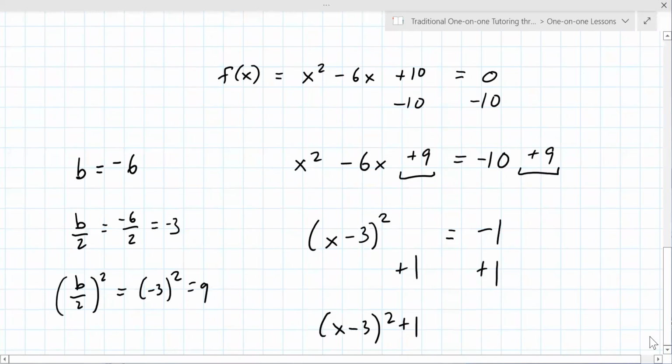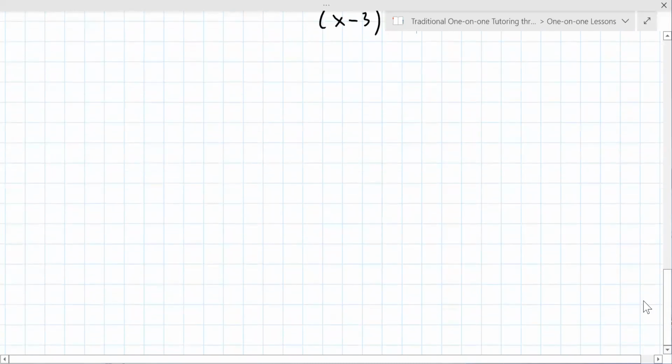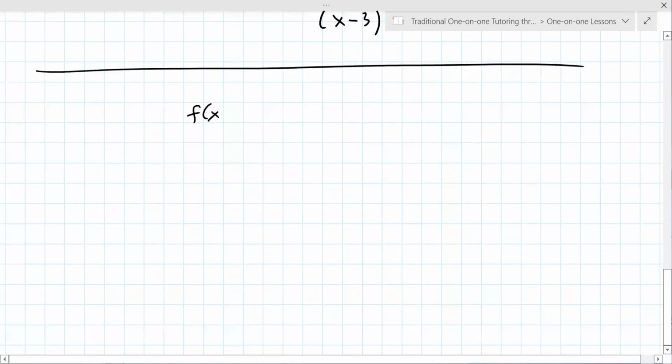Got it down? Okay. All right, so let's have you try one here. Let's go f of x equals x squared plus 8x plus 12, like that. And I want you to complete the square, please.